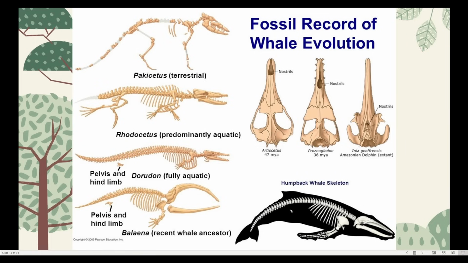We can see that it still has limbs. On the second picture, we have the Rhodocetus. It still has limbs, and this lived 47 million years ago.